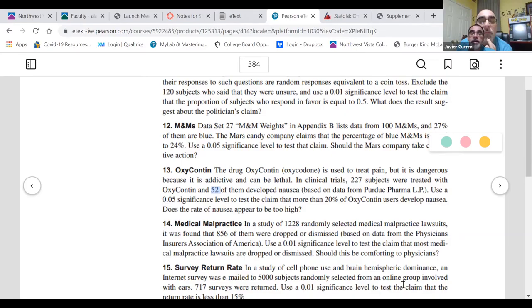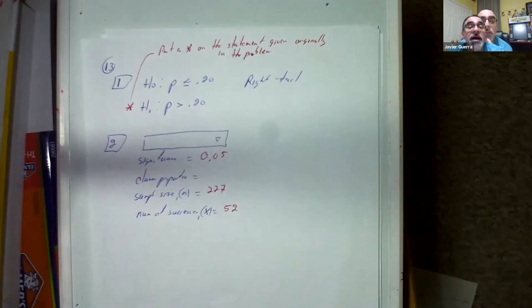All right. So again, all you have to do is just extract it from the problem. It's fairly easy to find these three numbers, right? Fairly easy. Now, the one that we're going to have difficulty with is this one.